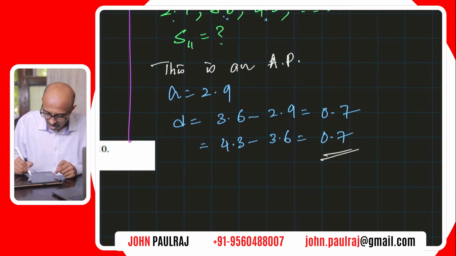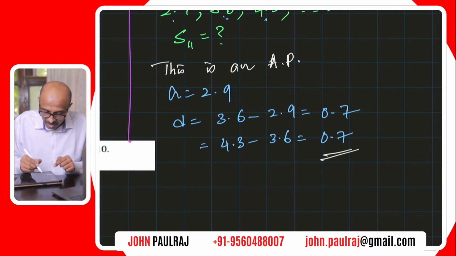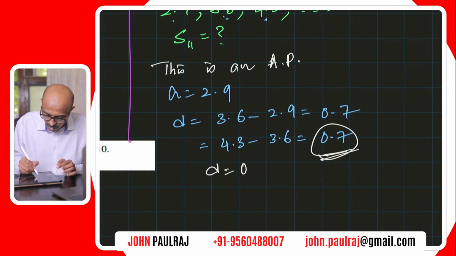You can just check with one set of numbers, but make sure that it's two consecutive terms. All right, so the second term minus the first term, the third term minus the second term should give you the constant difference. So we say D is equal to 0.7.